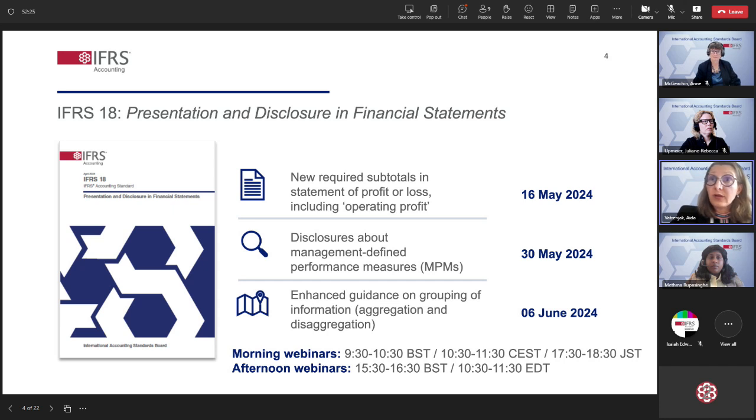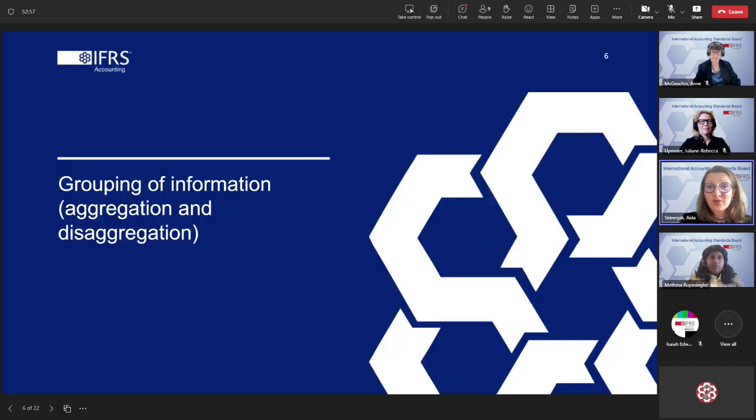And finally, the third set of requirements is enhanced guidance on grouping of information, something we define as aggregation and disaggregation in the financial statements. This will help ensure that investors receive material information, making financial statements more understandable and useful. As mentioned earlier, this is the area of focus for today, together with a discussion about limited changes that the IASB has made to IAS 7 and the statement of cash flows. So with this introduction, it's time for me to hand over to our super team to take us through today's topic, beginning with grouping of information.